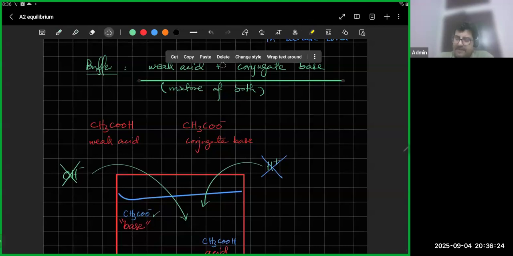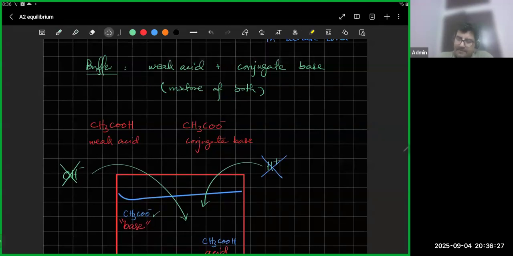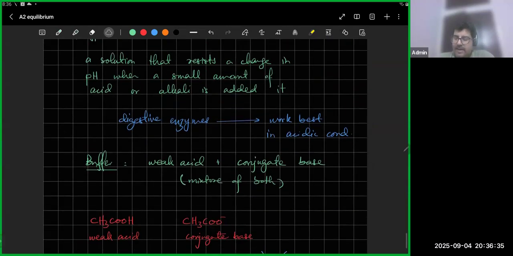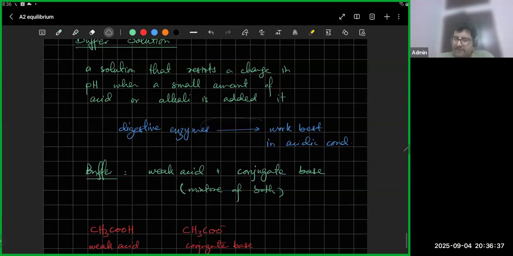So this is what a buffer is. It's made up of a weak acid plus its conjugate base. It's a mixture of both. And that's the definition of a buffer. So, it's a solution that resists a change in pH when a small amount of acid or alkali is added to it.